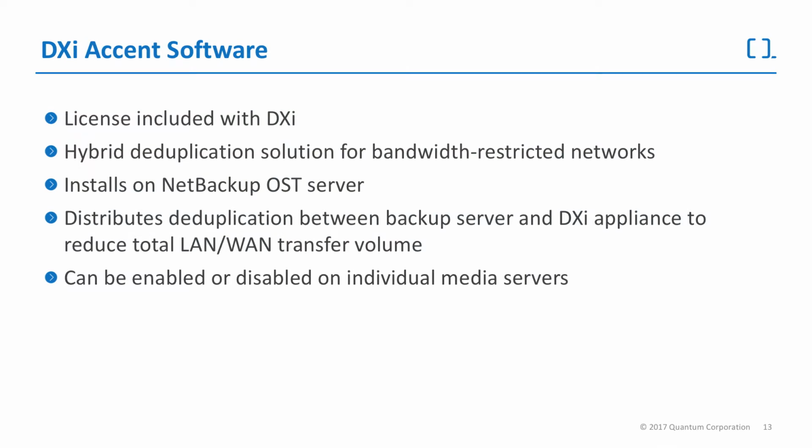Included with your DXi is a license to DXi Accent Software. DXi Accent enables a hybrid or collaborative approach to deduplication that uses variable length deduplication for the most effective data reduction. DXi Accent accelerates backups where network bandwidth is the limiting factor, while limiting the impact on the backup server and maintaining DXi features such as deduplication. This can be enabled or disabled on individual media servers if necessary.